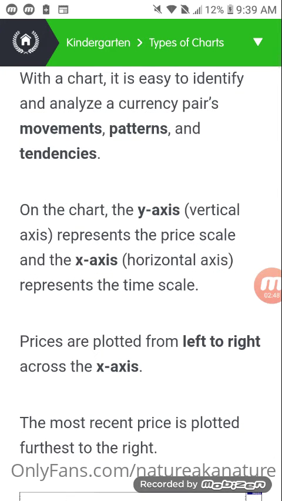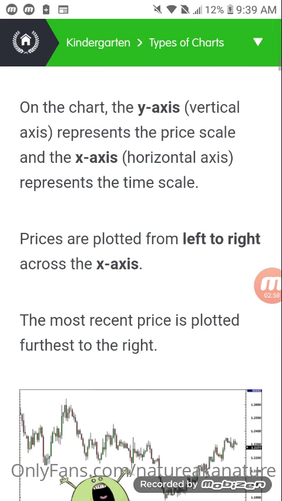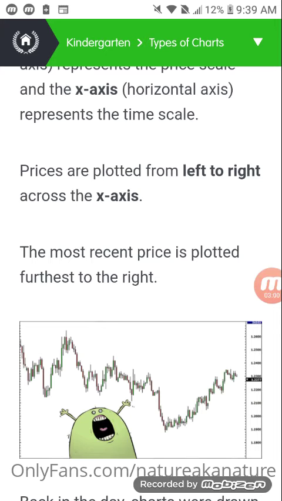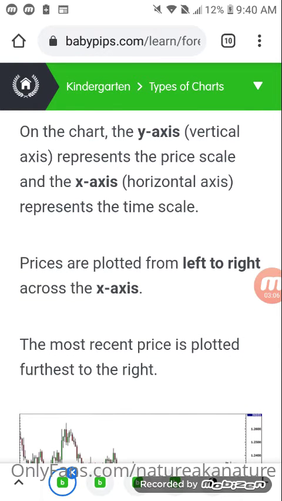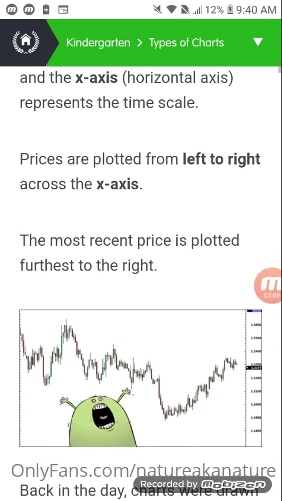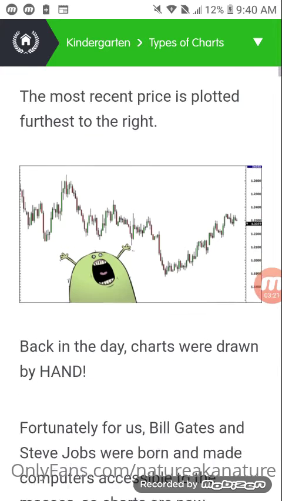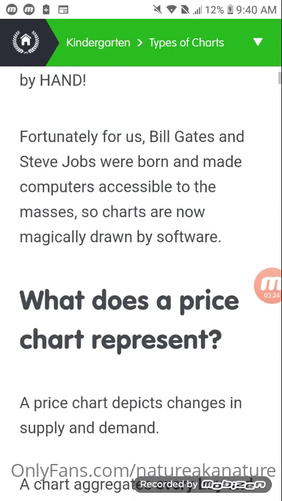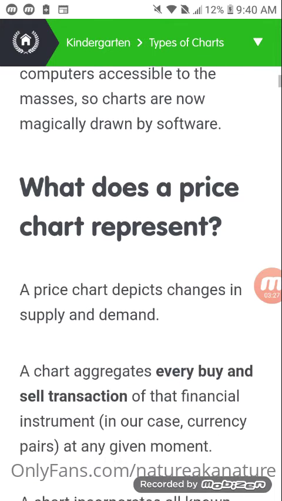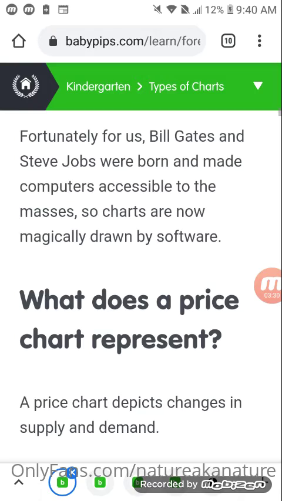On the chart, the y-axis, which is the vertical axis, represents the price scale, and the x-axis, which is the horizontal axis, represents the time scale. Prices are plotted from left to right on the x-axis, representing the time scale, and the y-axis represents the price scale. So the most recent price is plotted further to the right. The further to the right is the most recent price, what price is doing right now. This is the furthest one to the right. Back in the day, they used to have to draw charts by hand. Luckily, Bill Gates and Steve Jobs invented the computers.